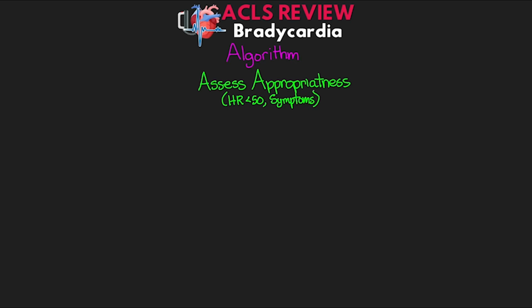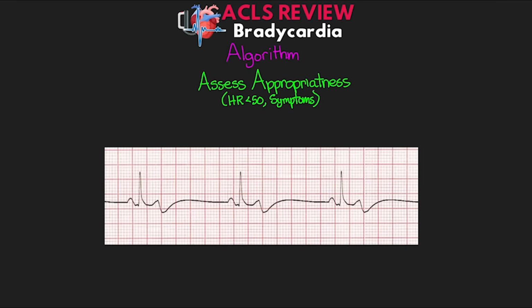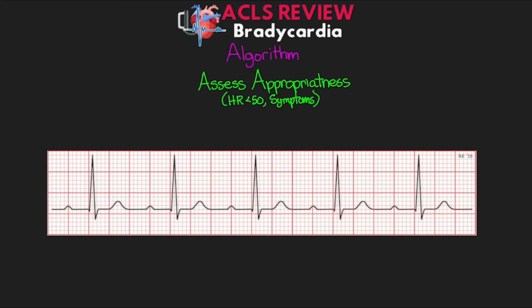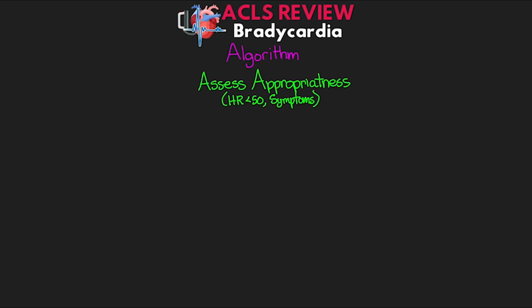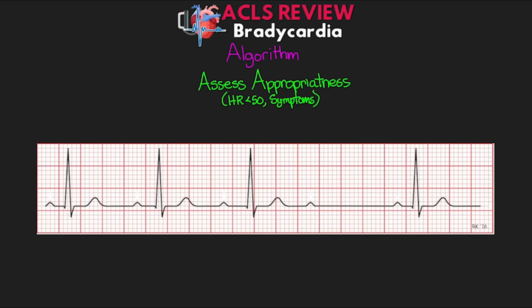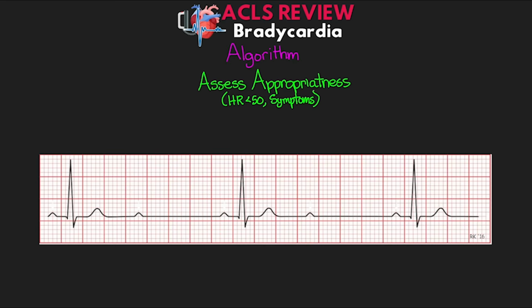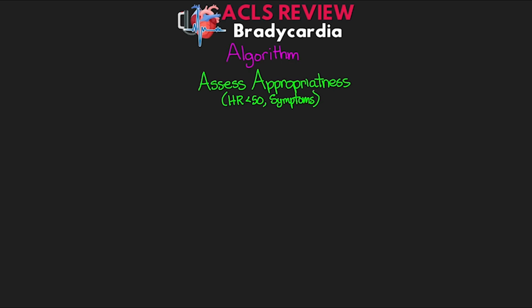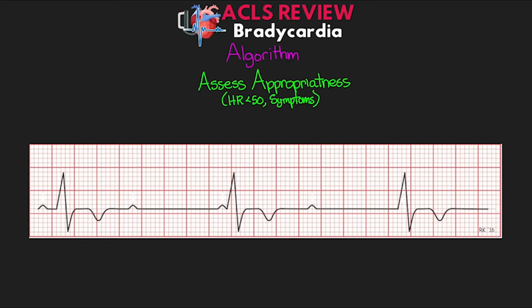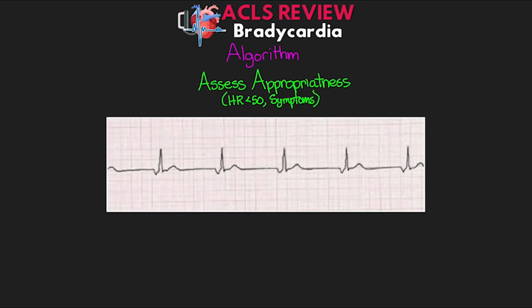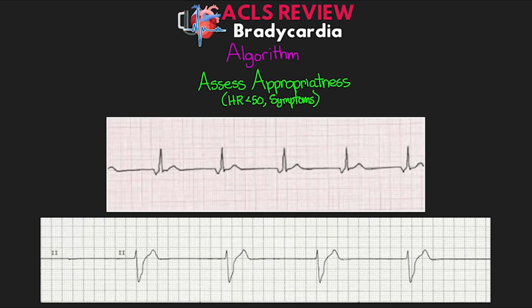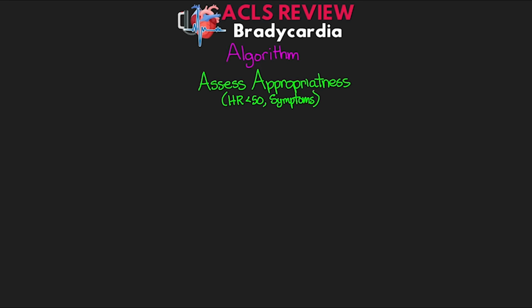Now, some of the typical rhythms that we're going to see associated with symptomatic bradycardia are things like sinus bradycardia, first-degree AV block, second-degree AV block. This includes both our Mobitz type 1 or Wenckebach block and our Mobitz type 2. Our third-degree AV block, also known as our complete heart block, and our junctional and ventricular rhythms. So again, it's imperative that you are able to assess these and pick these up on a monitor for your patient.